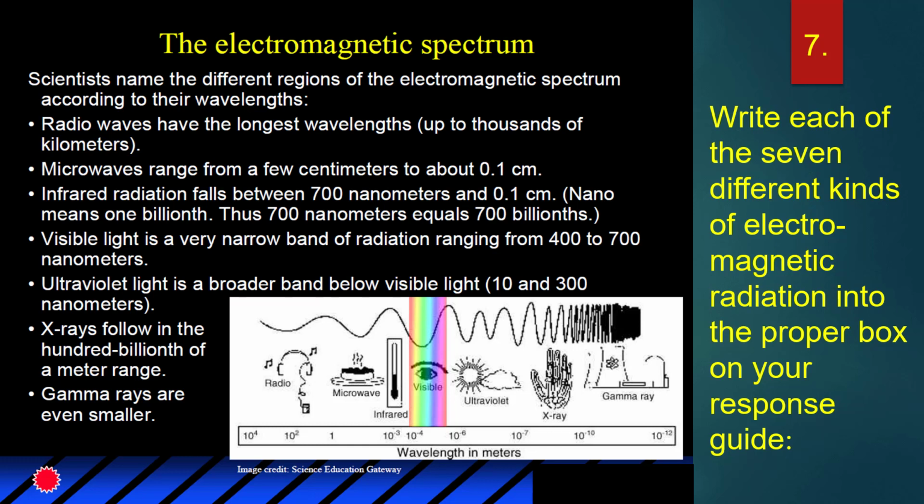Visible light is a very narrow band of radiation ranging from 400 to 700 nanometers. Ultraviolet light is a broader band below visible light, 10 and 300 nanometers. X-rays follow in the 100 billionth of a meter range. Gamma rays are even smaller. Question 7. Write each of the 7 different kinds of electromagnetic radiation into the proper box on your response guide.